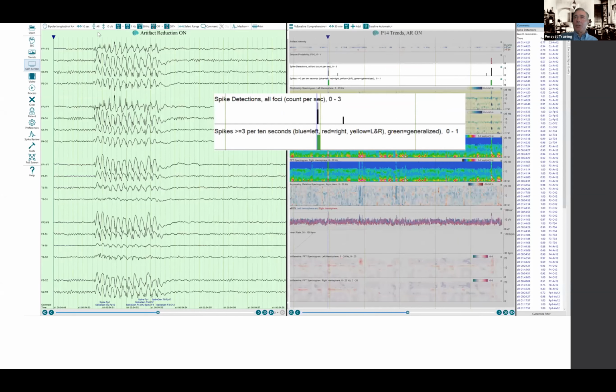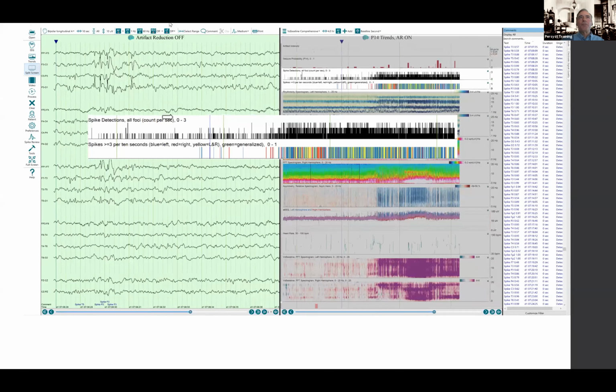Let's look at another example of how that can work. Again, over on the right, we have the list of detections. And here I'm zooming in on this particular spike trend where we're seeing spike detections. We see a rate here, and that black one's going all the way up, indicating it's 3 per second or greater. And here we have greater than 3 per 10 second page. So this short spike burst shows up as a green block here because it's detecting these as generalized spikes. And this is an ESUS patient.